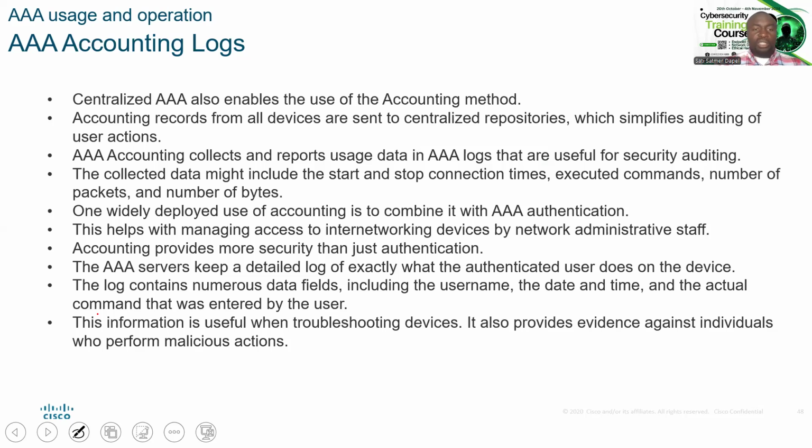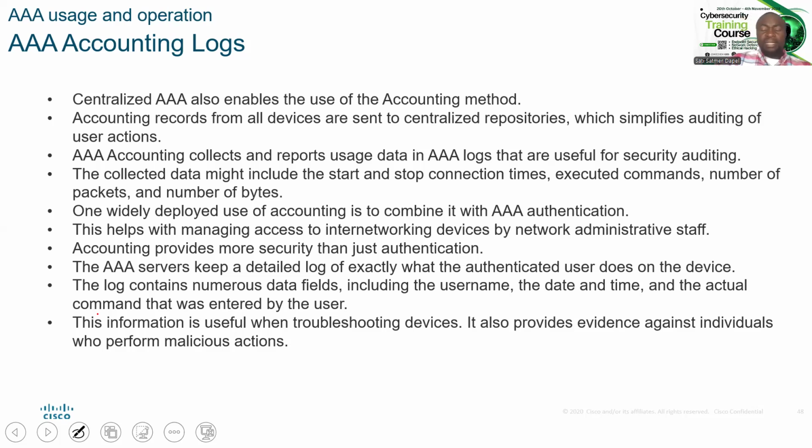The accounting logs: centralized AAA also enables the use of accounting methods. Accounting records from all devices are sent to centralized repositories, which simplifies auditing of user actions. AAA accounting collects and reports usage data in AAA logs that are useful for security auditing. The collected data might include the start and stop connection times, executed commands, number of packets, and number of bytes. One widely deployed use of accounting is to combine it with AAA authentication. This helps with managing access to internetworking devices by network administrative staff.